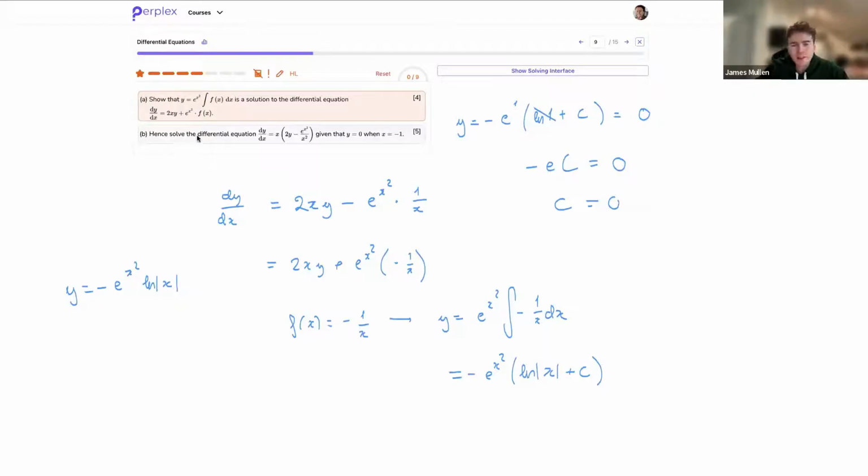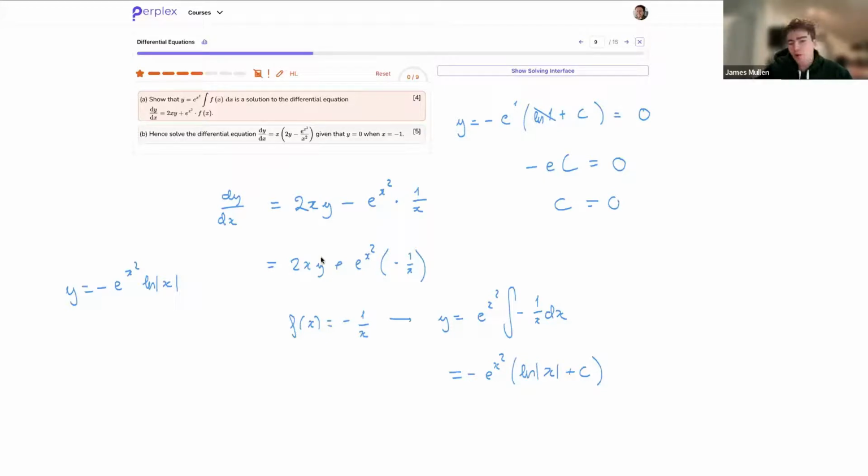Okay? Basically, what we did was, in part A, we verified that this special integral was a solution to this in general for any f of x. And then in part B, we had to use a special case of f of x to actually apply the formula we had in part A.